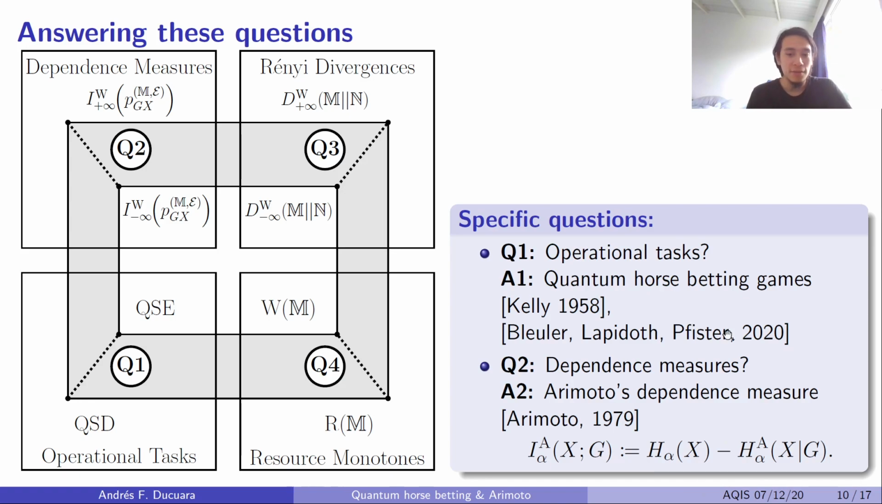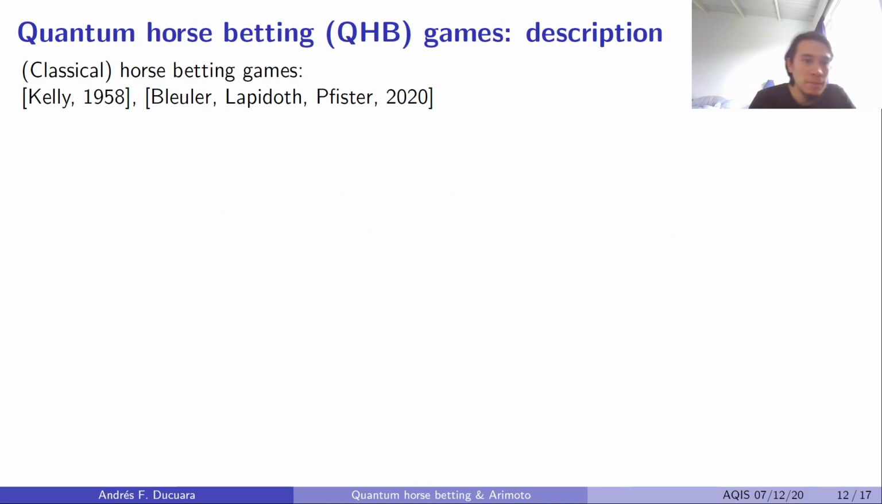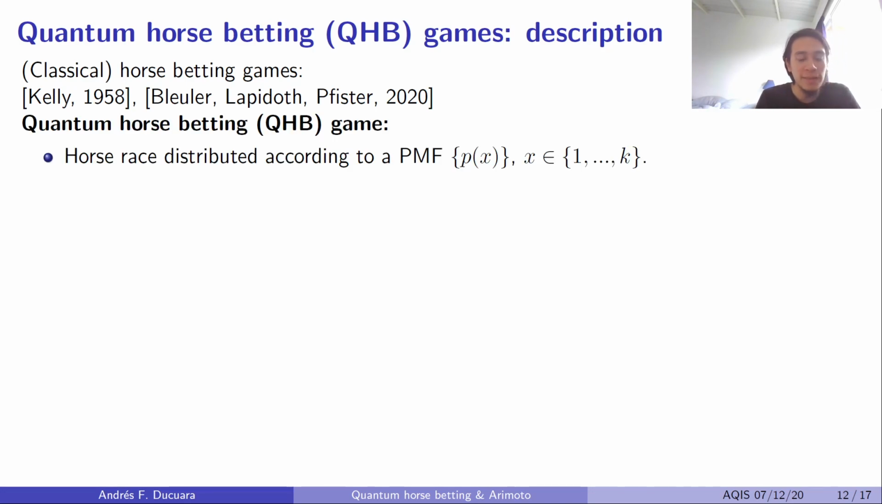So probably the one that deserves more explaining is the operational task of quantum horse betting games, so that is the one that we're going to describe now. We are calling them quantum horse betting games, but probably a more accurate title would be horse betting games with quantum side information. Still, we're going to stick to quantum horse betting games as a shorthand. As I was saying earlier, the classical version of horse betting games dates back to Kelly and this recent work by Bleuler, Lapidus, and Pfister, and therefore our first job is to extend this task to the quantum domain.